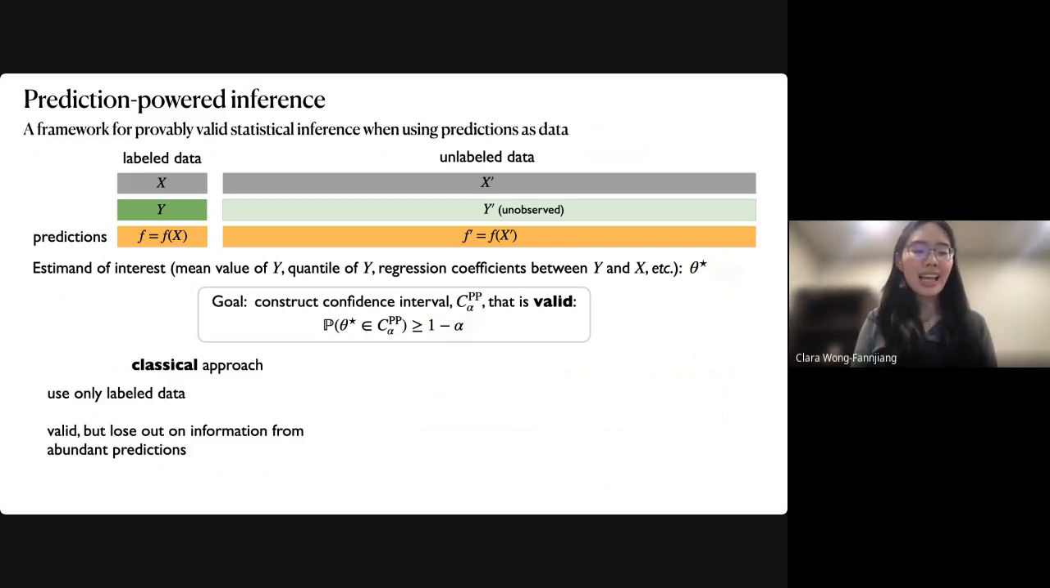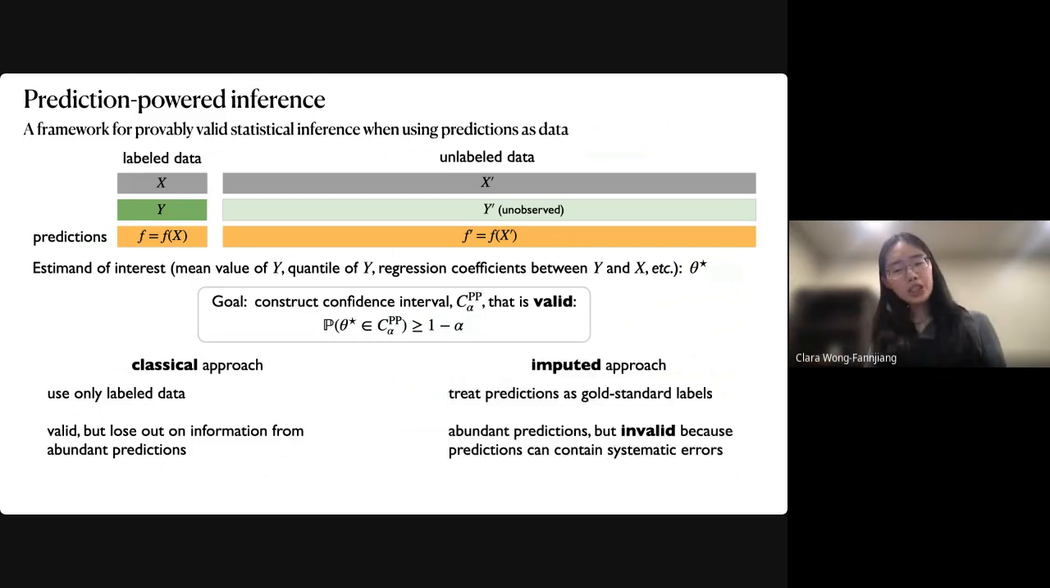But the downside of the classical approach is that you're completely losing out on the information contained in predictions. So even though predictions have error, we all know that they are still quite informative. That's why we're so excited about systems like AlphaFold. They can produce extremely accurate predictions, even though there's sometimes a little bit of error. So if you're just totally ignoring the predictions, you are basically tossing out evidence that you could have been incorporating into your scientific inquiry.